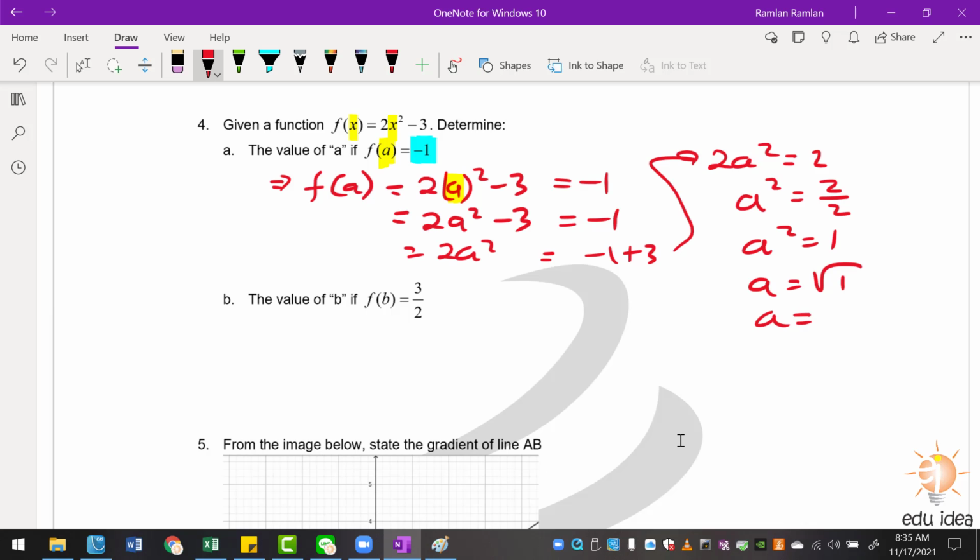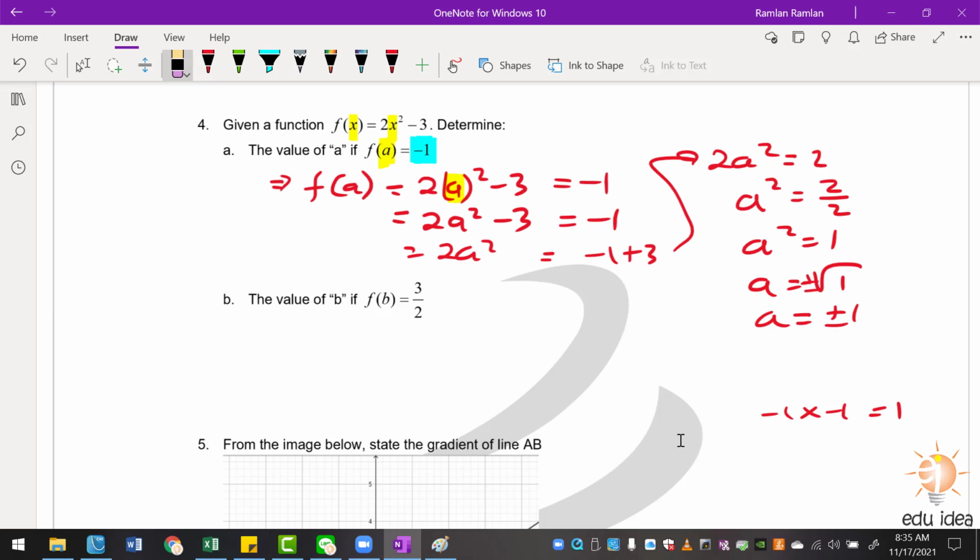So that will be plus or minus 1. So why is it plus or minus? Because 1 times 1 equals 1, and minus 1 times minus 1 is also equal to 1, which means that we have two answers, which are plus 1 and minus 1. So be careful if you have a quadratic.